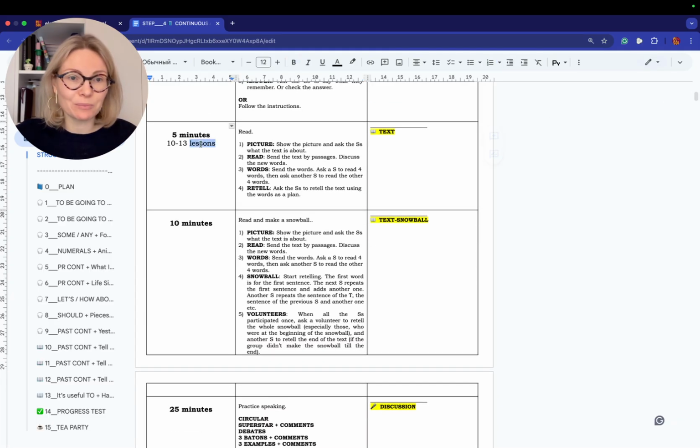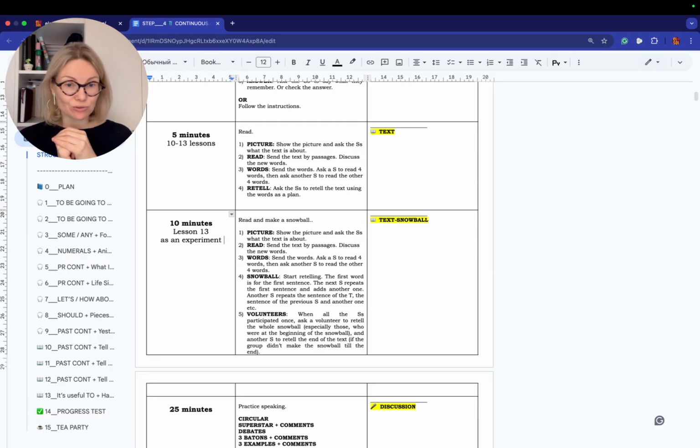Okay, I also told you about snowball. It is lesson number 13. It can be an idea, lesson 13. It's an experiment. You can try. So you do the same. You send the picture, you read, build the picture. After that, the words, you read the words.